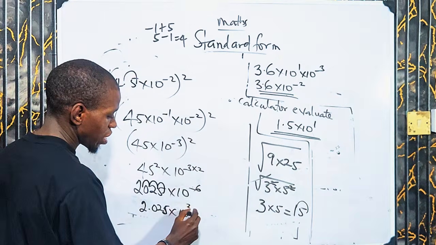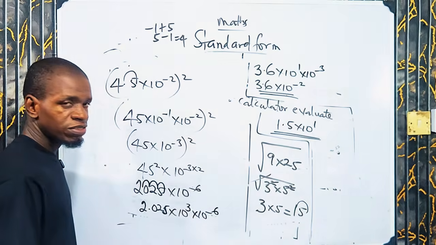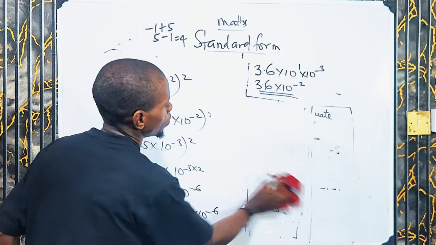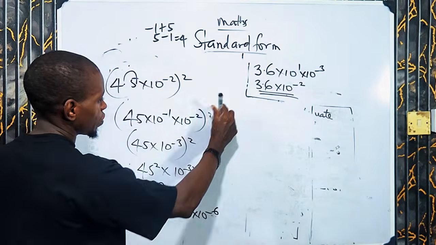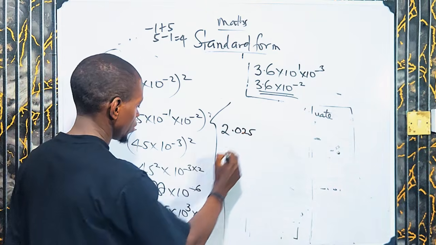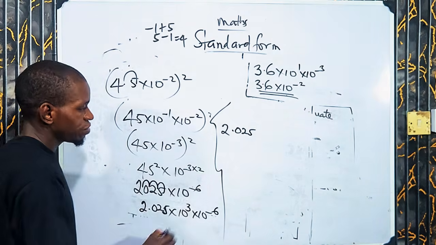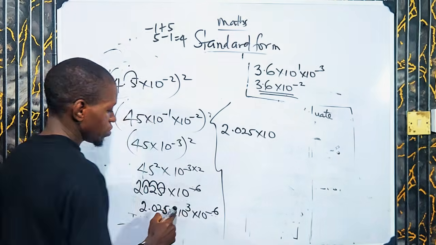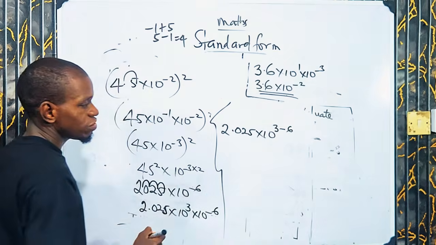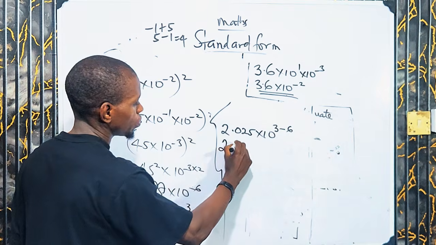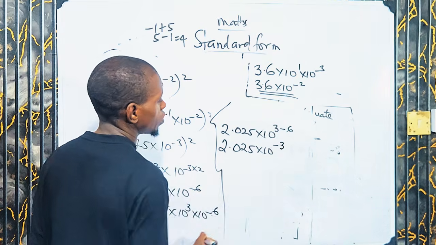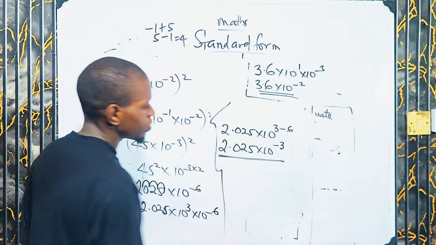Then I'll bring in the times 10 raised to the power minus 6. So what next am I going to say? I'll say 2.025 times 10 raised to the power, 3 minus 6. And 3 minus 6 is going to give me minus 3. And this is going to be my final answer to this question.